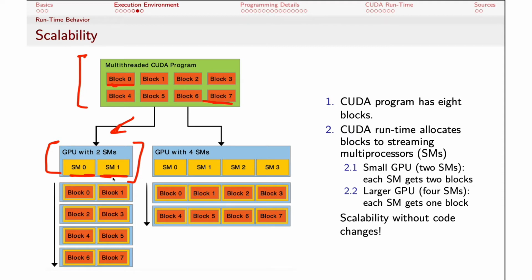We can't run all 8 of these blocks of threads simultaneously, but the GPU runtime environment is going to take pairs of these and run them together. So what we're seeing here is time advancing down the page. First of all, we're going to use these 2 SMs and we're going to schedule block 0 and block 1 to run. So those 2 blocks of threads will run. When they're completed, then the runtime environment will schedule blocks 2 and 3. When they're done, blocks 4 and 5, and then blocks 6 and 7.